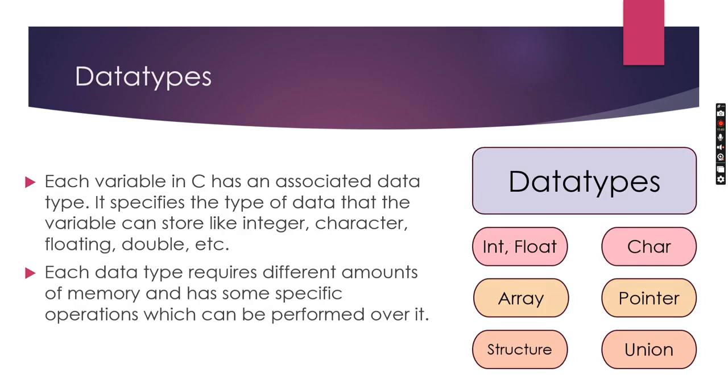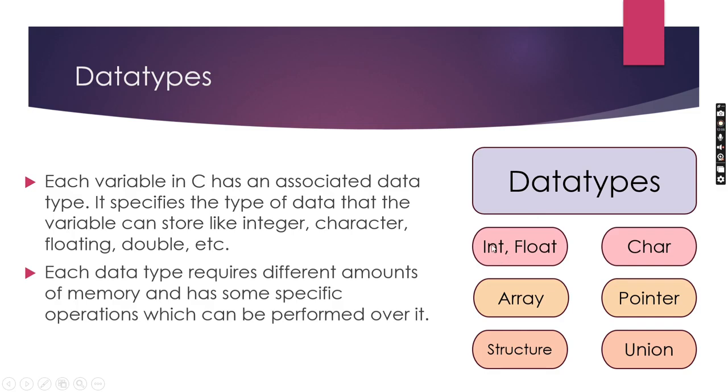Now there are data types. Each variable in C has an associated data type. It specifies the type of data that the variable can store, like integer, character, floating, double, etc. There are mainly three kinds of data types. First of all, primitive data types, second derived data types, and third user-defined data types.